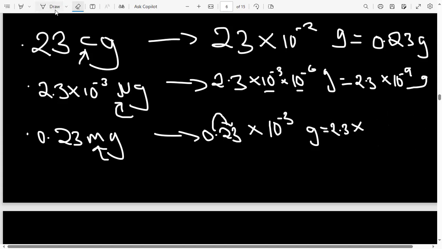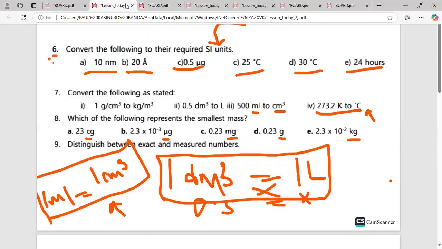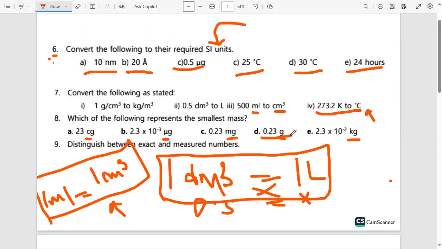Okay. So if you have any questions, you can ask. So this would be 10 to the power minus 4, and then grams. And then the other one is already in grams. Okay, let me just write it here. The other one was already in grams. We are given 0.23 grams in the question. Let me confirm. Yeah, this one here. Okay, and then we are left with the last one here.